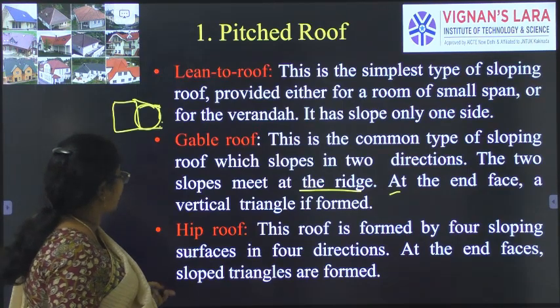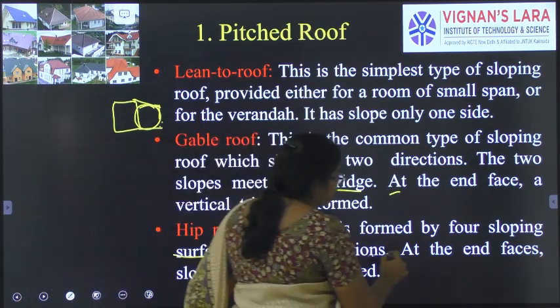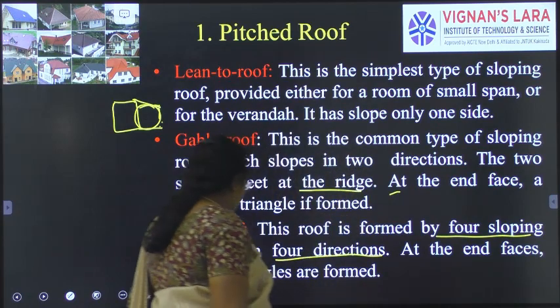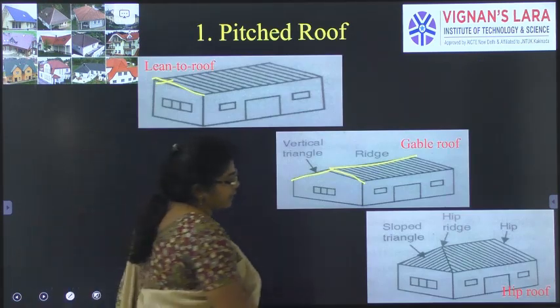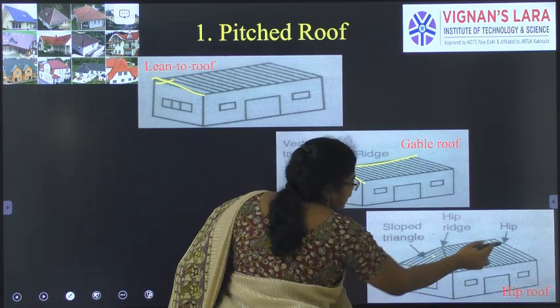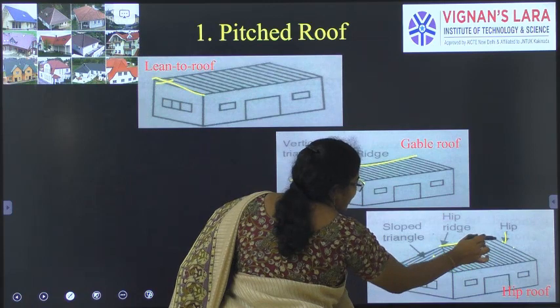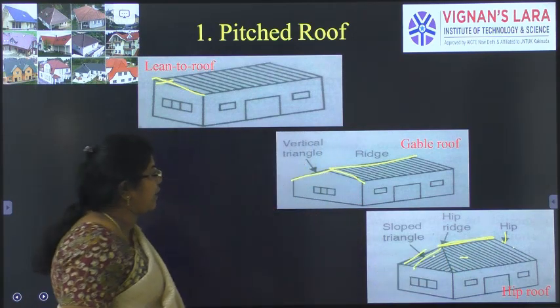The third one is the hip roof. This roof is formed by four sloping surfaces in four directions. At the end faces, sloped triangles are formed. You can see here, this is also a slope, and this is also a slope. This we call a hip. This we call a hip ridge. This is the slope triangle. And this is called the hip roof.